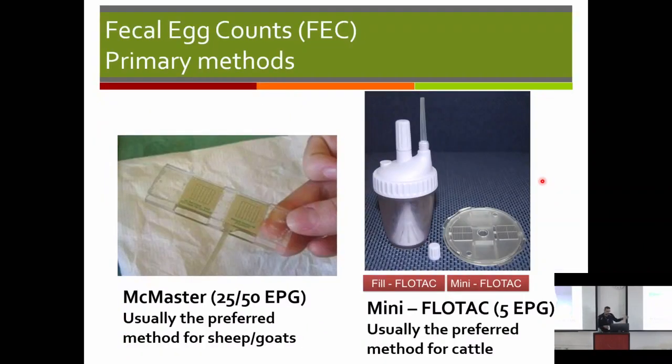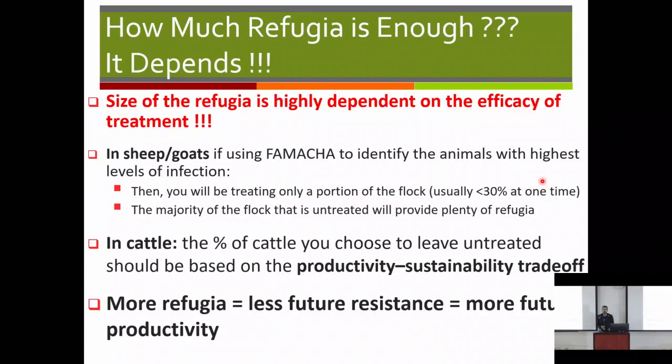For fecal egg count, we will perform the McMaster in this coming lab, and Mini-FLOTAC is one of the options. Remember, Mini-FLOTAC is the best for cattle, much more sensitive, and the McMaster is good for sheep and goat. So how much refugia is enough? That's one of the questions. The size of the refugia depends on the efficacy of treatment. Very important statement. In sheep and goat, if you use FAMACHA for haemonchosis to identify the animals that need treatment, you will treat only that proportion of animals in the flock, not the ones whose FAMACHA score is better. In cattle, you will select the animals based on the healthy animals in the herd. Right? The more the refugia, the less future resistance, and the more future productivity.